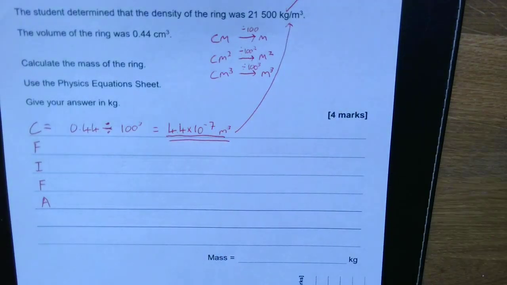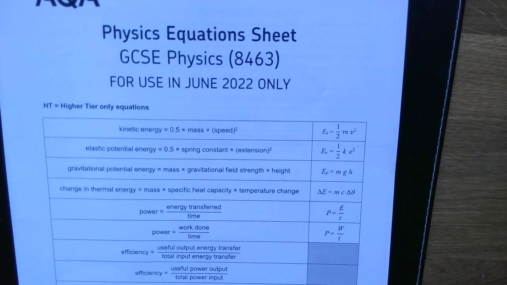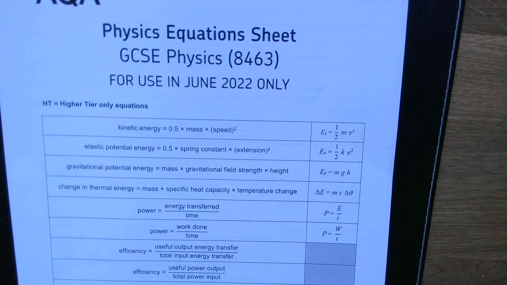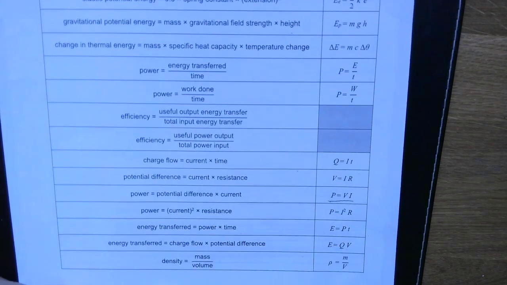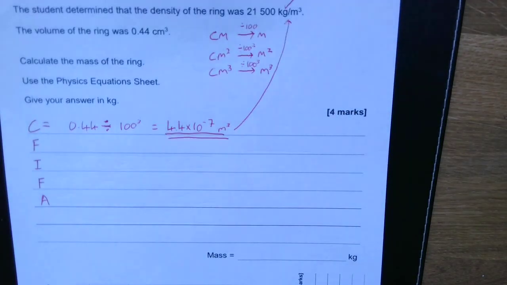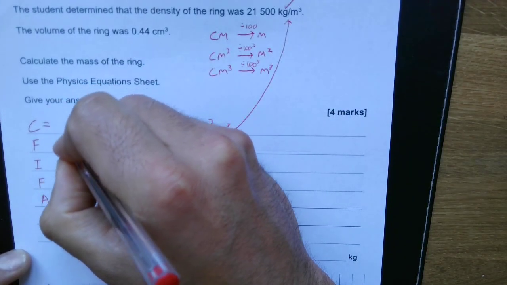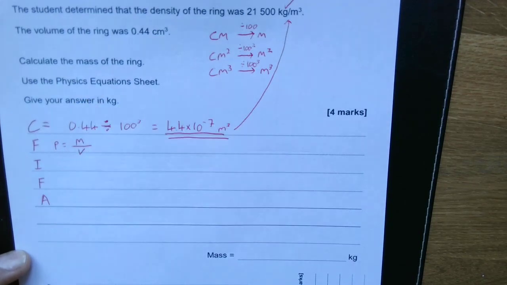Now, what we've got to do is use the formula. So this is really easy. We just find the formula for density. We look down our list until we find the formula for density. If it's not on this side, which it is, it's just there, right at the bottom. So density equals mass divided by volume. We put that in our formula: density equals m divided by v.